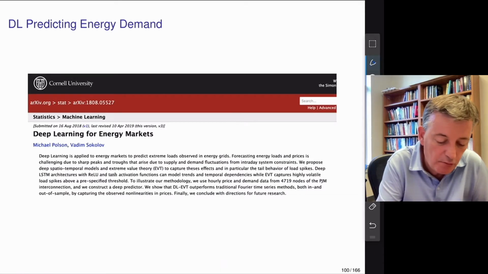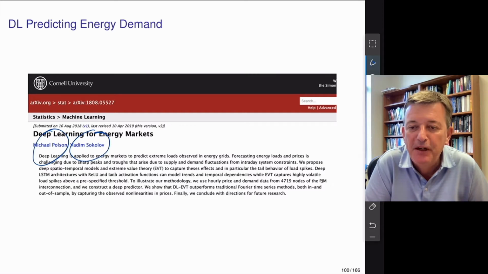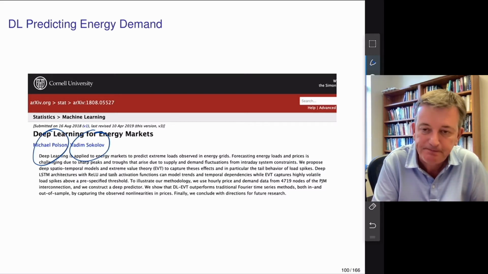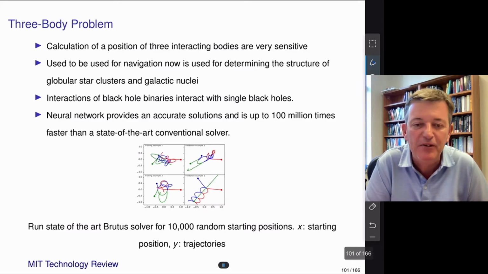One of my co-authors, Vadim, and my son, Michael, I persuaded my son to get into deep learning. So if you go to the web, you'll see Michael and Vadim working on deep learning for energy markets. So I'm doing my bit to persuade people to apply deep learning to as many markets as possible, and I hope you guys do as well.